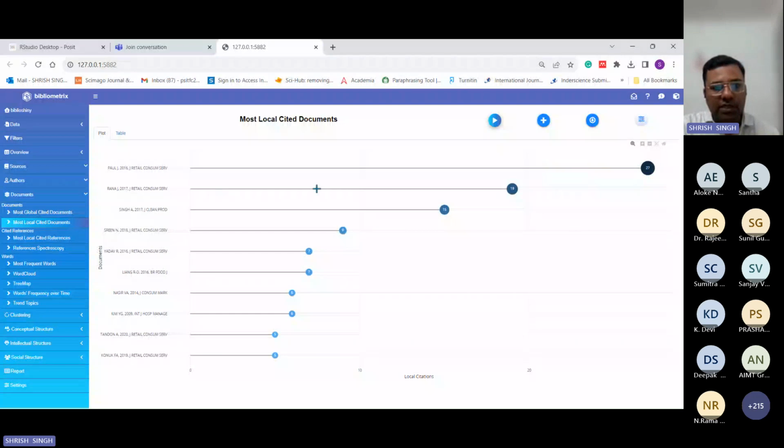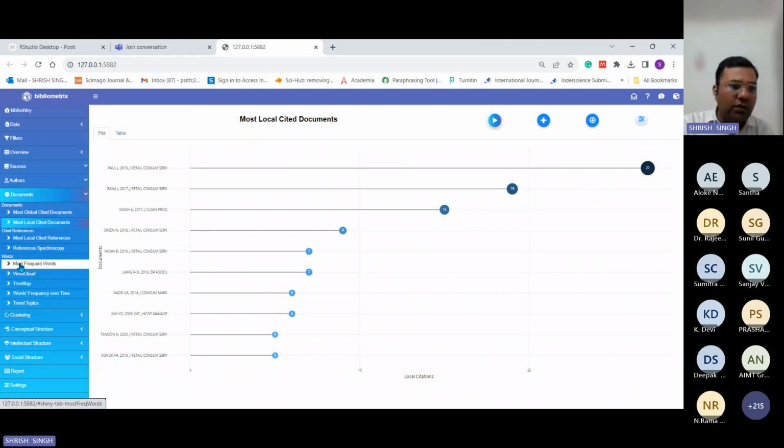On the second position, there is Jyoti Rana, again in Retail and Consumer Services, along with this Justin Paul, having 19 citations. Then Singh has 15 citations. So the most locally cited documents are there, and the names are mentioned over here.